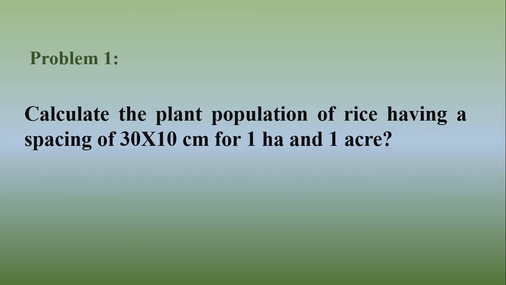Here they asked the plant population calculation of rice, which is having a spacing of 30 into 10 centimeter. Here 30 centimeter is the distance between the two rows, whereas 10 centimeters is the distance between each plant in the row. So these are the values given in the problem.